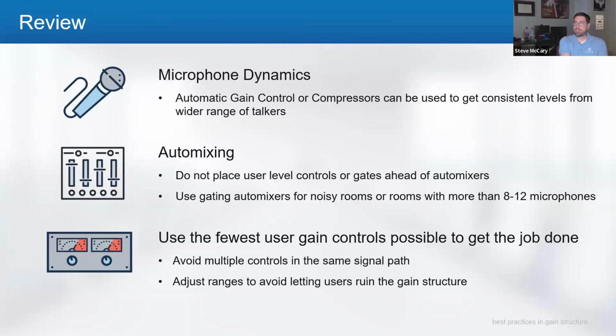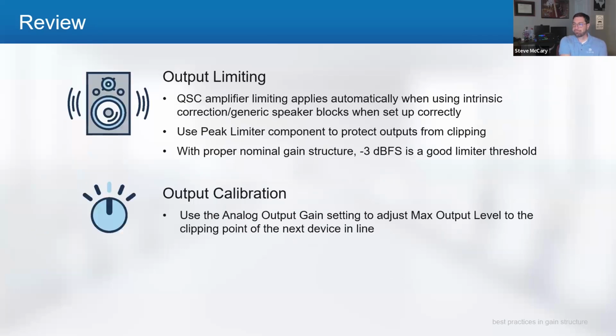Put in some automixers. Use the fewest user gain controls possible to get the job done. This, combined with the idea of only giving people enough throw in a gain knob that they need, will save you a lot of headaches on the back end. All right, output limiting. Make sure you do some of that. And output calibration based on which piece of equipment you are using if it is analog.